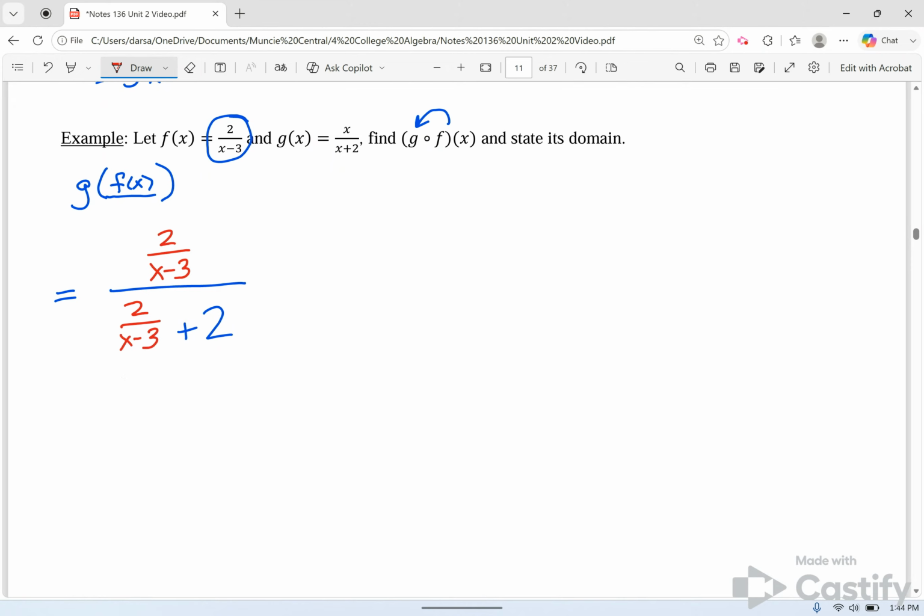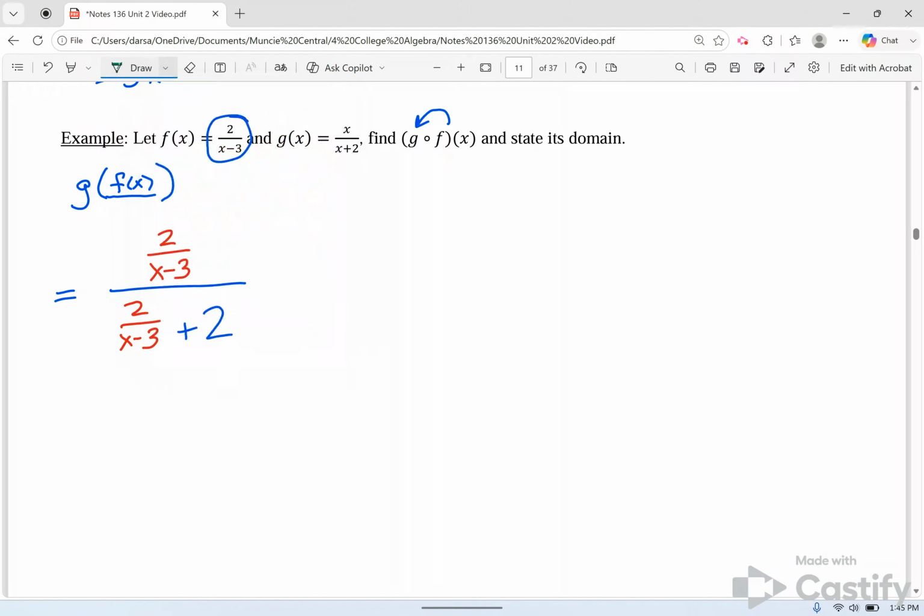Now, what we have here is a little bit of a mess. It's what I call fractions of fractions, F words of F words, not fun. But when you have fractions of fractions, what I want you to do is look at all of the pieces. So we have a 2 over x minus 3, a 2 over x minus 3, and just a 2. And look at all of those denominators. What's the only denominator that you see? Well, the only denominator I see is x minus 3.